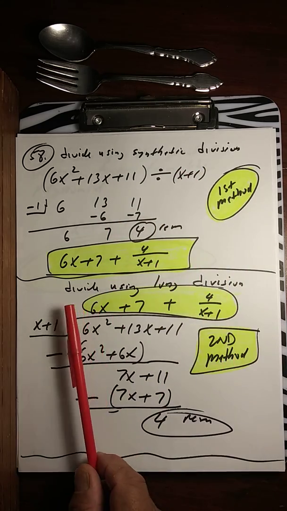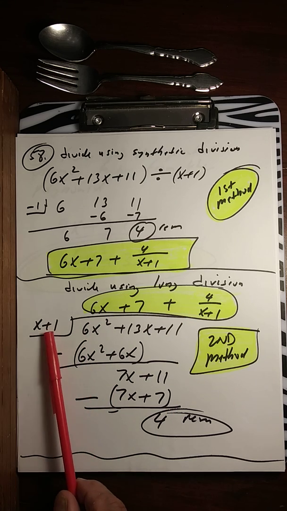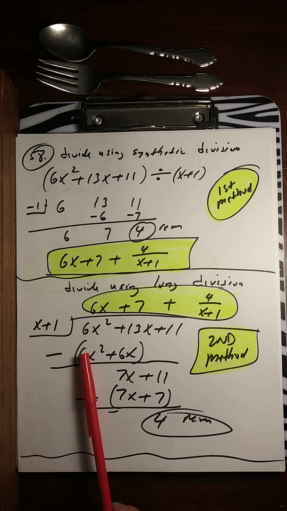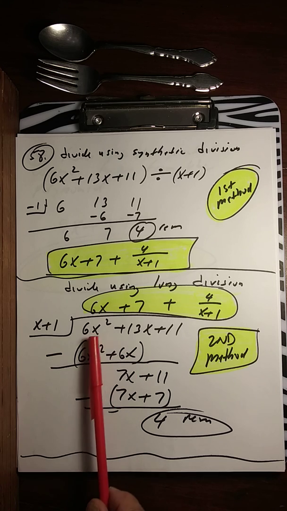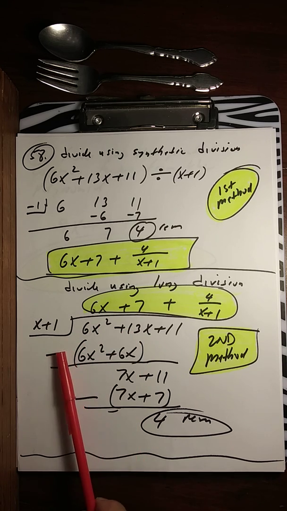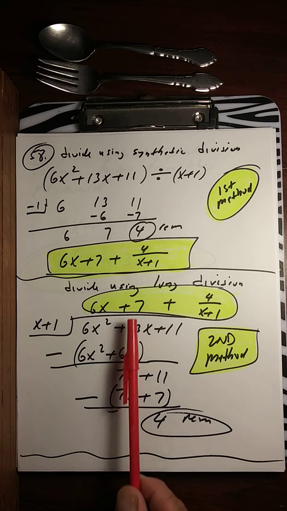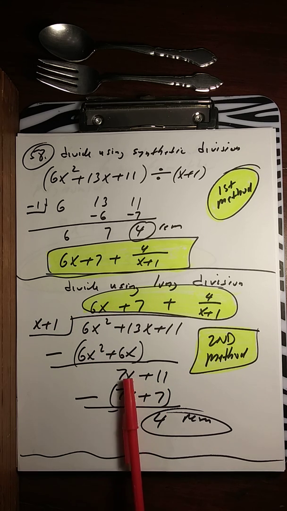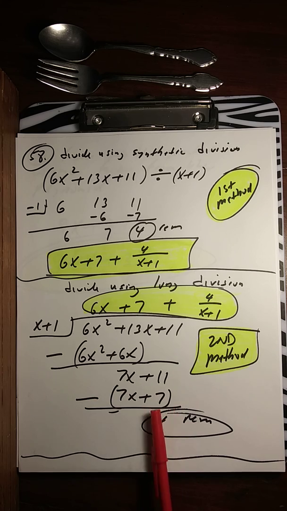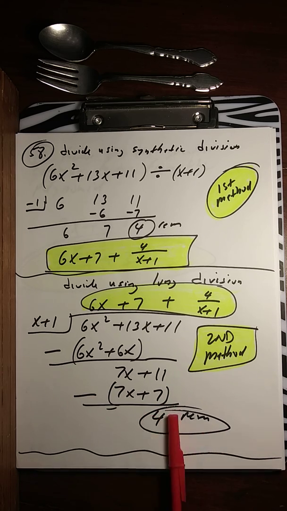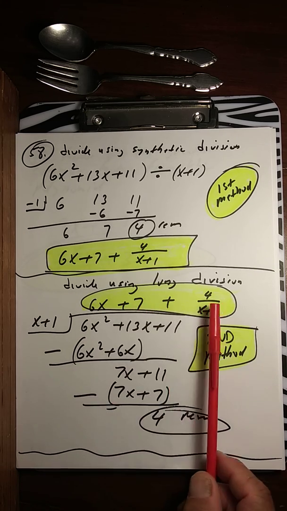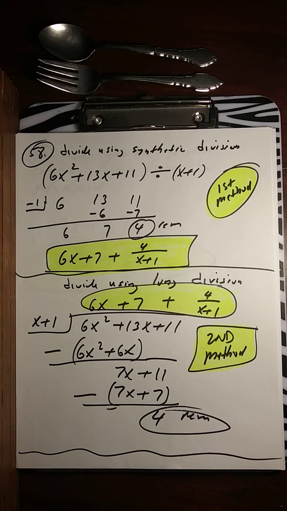First method. Second method, use long division. This divides this. 6x times that is 6x squared. That times that is 6x. Minus, this is gone. 13 minus 6 is 7. Bring the 11 down. 7 times that is 7x. 7 times that is 7. This minus this is gone. 11 minus 7 is 4. Remainder. So we have 6x plus 7 plus remainder 4 over x plus 1.